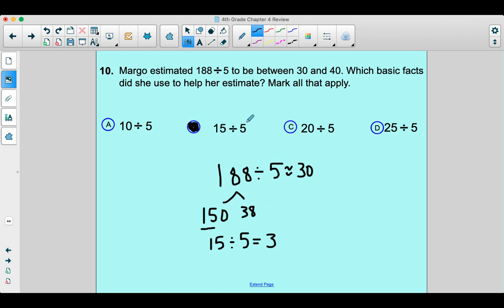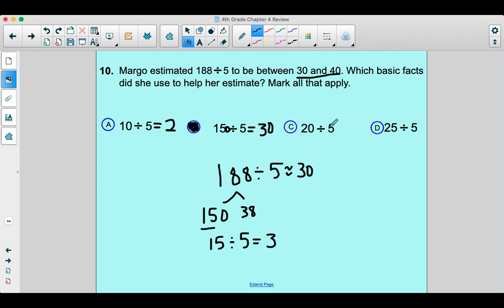All right, I skipped ahead. I got too excited about this one. So let's go back and look at A. We've got 10 divided by 5. Well, 10 divided by 5 we know is 2, right? So that's not really going to help her with between 30 and 40. So to me, this one seems like it's out. 15 divided by 5 is 3. So maybe if she was thinking about it as 150 divided by 5, that would be 30. So that one would help.